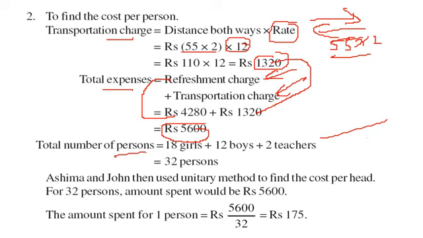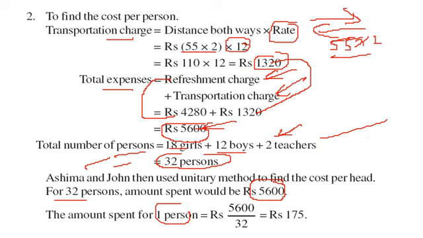So the total number of persons now, because 18 girls are going, 12 boys and 2 teachers added, is 32 in all. So now again for the next discussion, Ashima and John used the unitary method to find the cost per head. For 32 persons the amount spent would be 5600, so the amount spent for 1 will be 5600 by 32, that is 175.